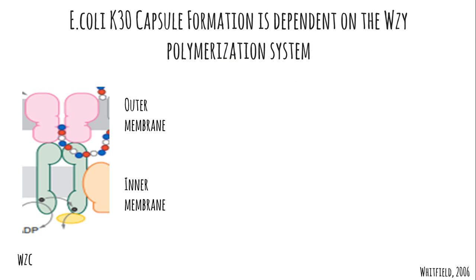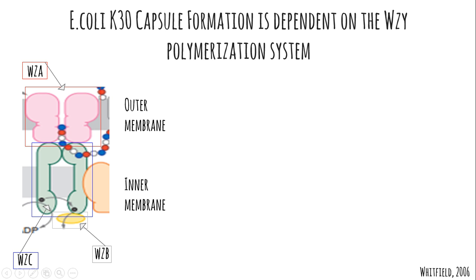So for E. coli K30, the capsule formation is dependent on a system called the WZY, and it consists of 3 parts. The first is the WZA protein, which is a pore on the outer membrane. The second is WZC, which is a tyrosine autokinase in the inner membrane, and the third is WZB, which is a tyrosine phosphatase, which works with WZC, and it can also be nonspecific and functions in the cytoplasm.